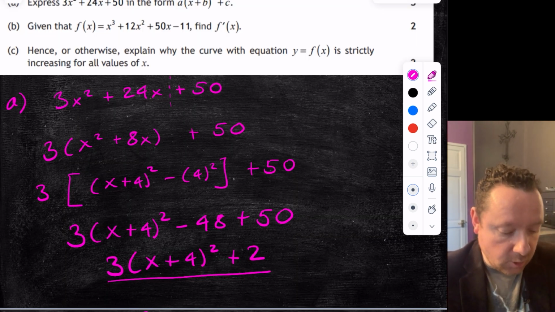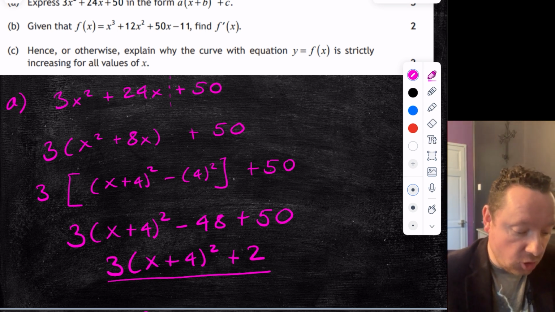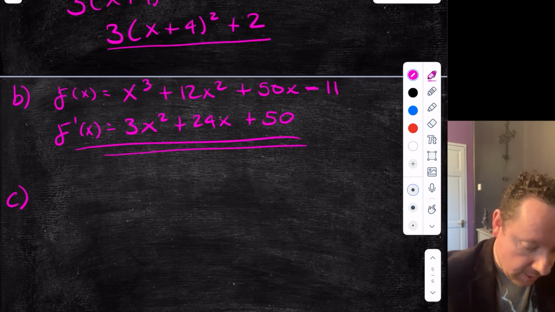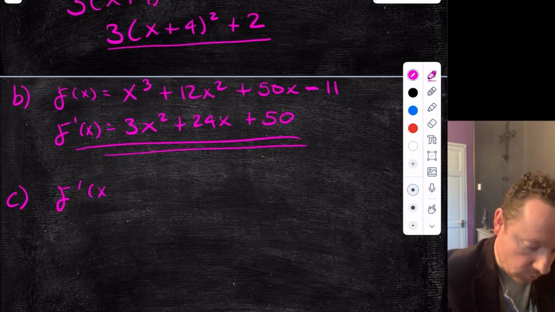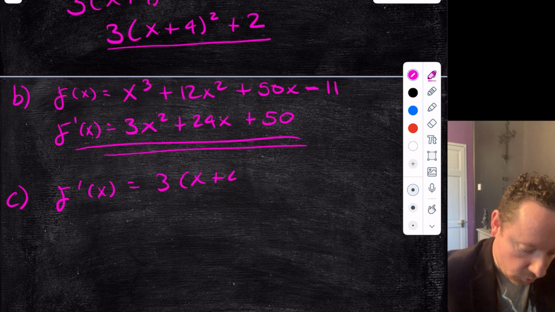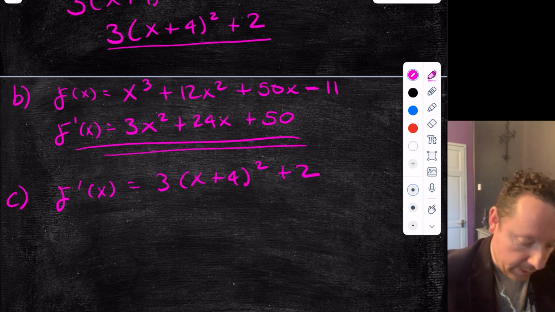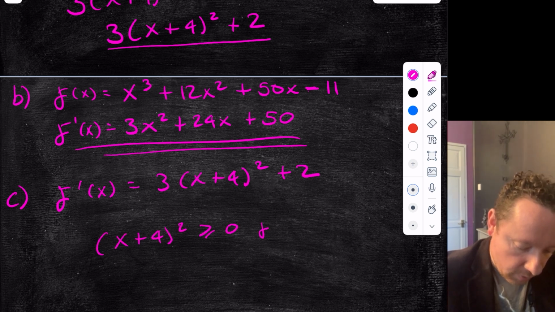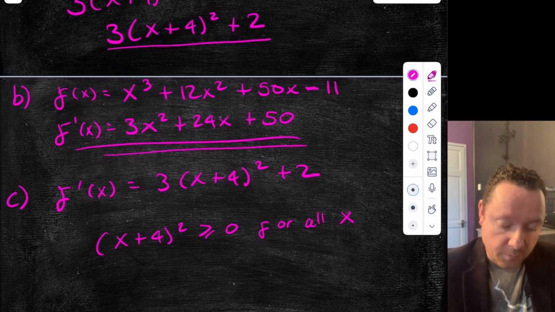Question C says, hence or otherwise explain why the curve with equation y equals f of x is strictly increasing for all values of x. So all we need to do is check, is the derivative greater than 0 for all values of x? Well, the derivative is 3x squared plus 24x plus 50, but that's the same as 3(x plus 4) squared plus 2. Now, we know that (x plus 4) squared, if we just take that bit out, is always greater than or equal to 0 for all x, because if you pick a negative number, you square it, you get a positive number, right?